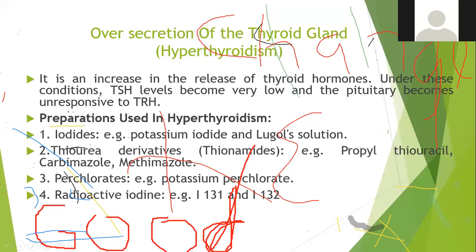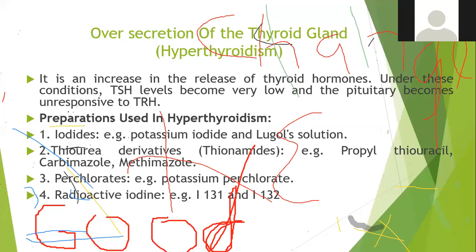Then, when you have hyperthyroidism, that is when you have oversecretion of the thyroid gland, what are the drugs you use? You can use drugs like iodides, for example potassium iodide or Lugol's solution. You can also use thiourea derivatives, in the form of propylthiouracil, carbimazole and methimazole. Methimazole and carbimazole are very common ones that you can see.